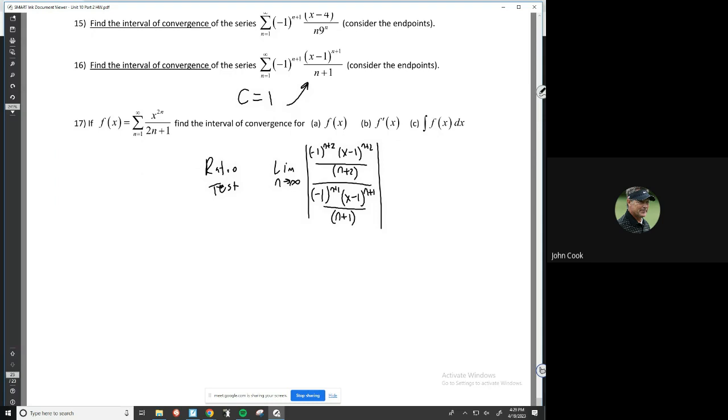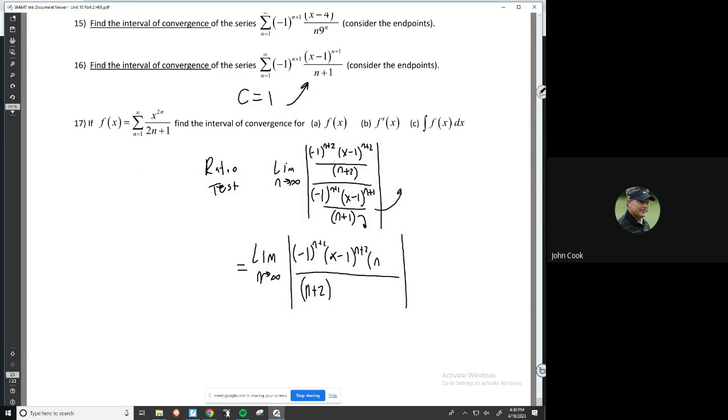All right. Now let's start simplifying this thing. So let's see. We get limit as n goes to infinity, absolute value. Excuse me. And then we've got two fractions, and one's in the denominator, so we can multiply by the reciprocal. So we get -1 to the n plus 2, and then x minus 1, my bad, to the n plus 2. And then we've got that n plus 2 in the denominator. And this thing is going to get its reciprocal. So all the stuff that's in the denominator is going to go to the numerator.